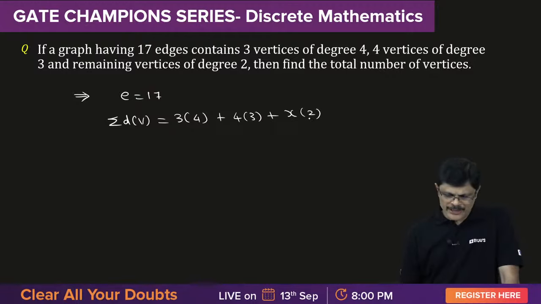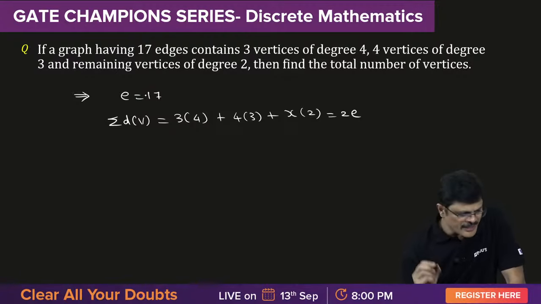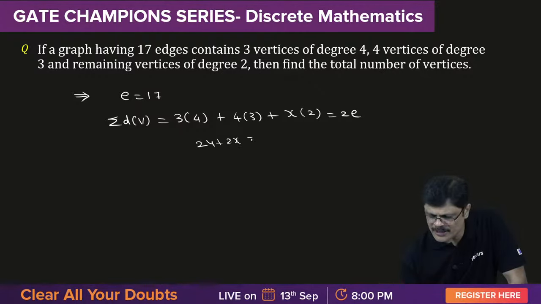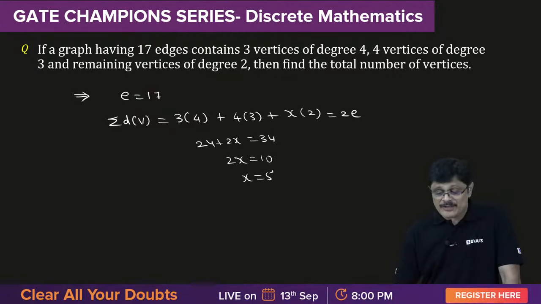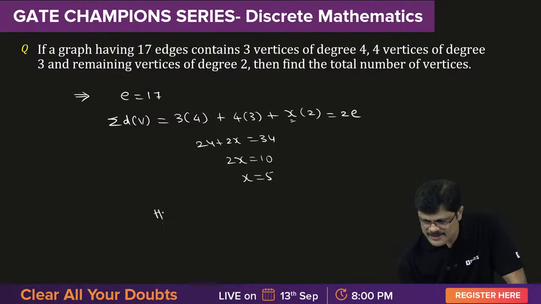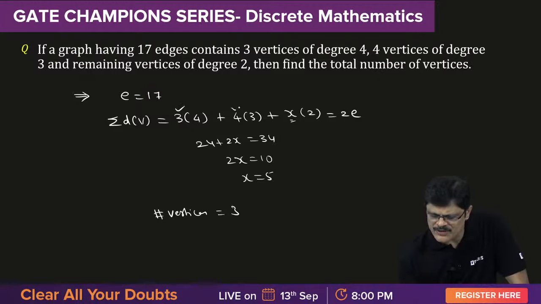And this is the story given, my dear friends. But the sum of degrees must be equal to twice the number of edges, where edges is given to you. So 12 plus 12, 24, plus 2x is equal to 34. Therefore 2x is equal to 10, which means x value is 5. X is the number of vertices of degree 2. But you need the total number of vertices, which is 3 plus 4 plus x. X is 5. So that is 12. Super cool.